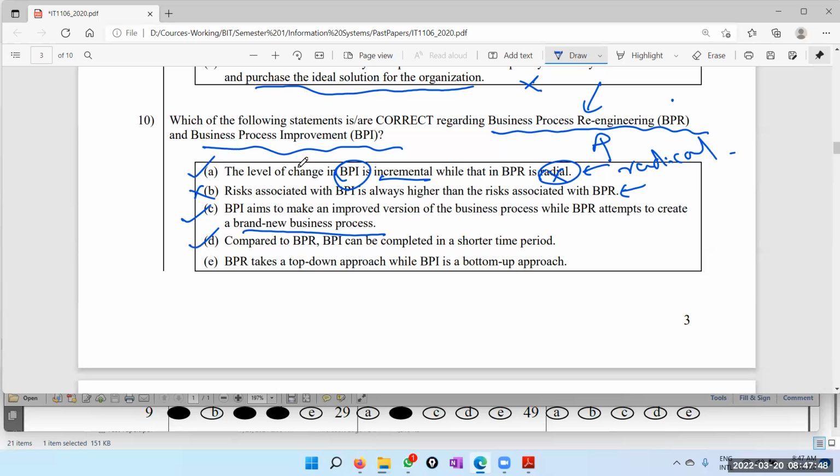Correct. Business process re-engineering takes a top-down approach. Top-down approach means the decision is taken by the top management and they ask the lower level to implement it. So that is called top-down.